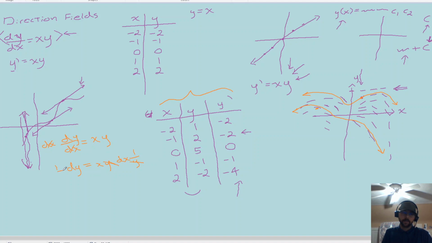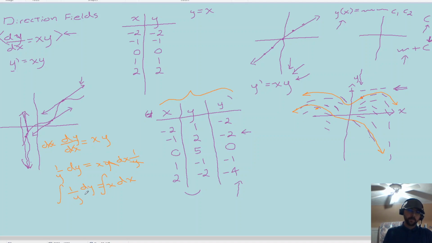So this side has 1 over y. So 1 over y dy equals x dx. Now what you can do is integrate both sides. And integral, sorry for the sloppiness, writing on a tablet's weird.